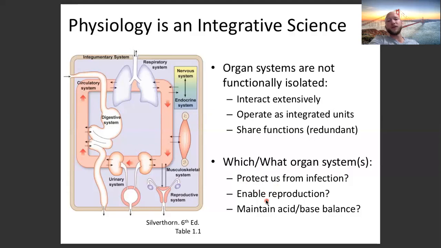Maintain acid-base balance. Well, you're going to see that a lot of different parts of your body play a role in maintaining acid-base balance, from the buffers which resist pH change in your blood, to your lungs playing a huge role, to your kidneys playing a huge role, to even your digestive tract playing a huge role.